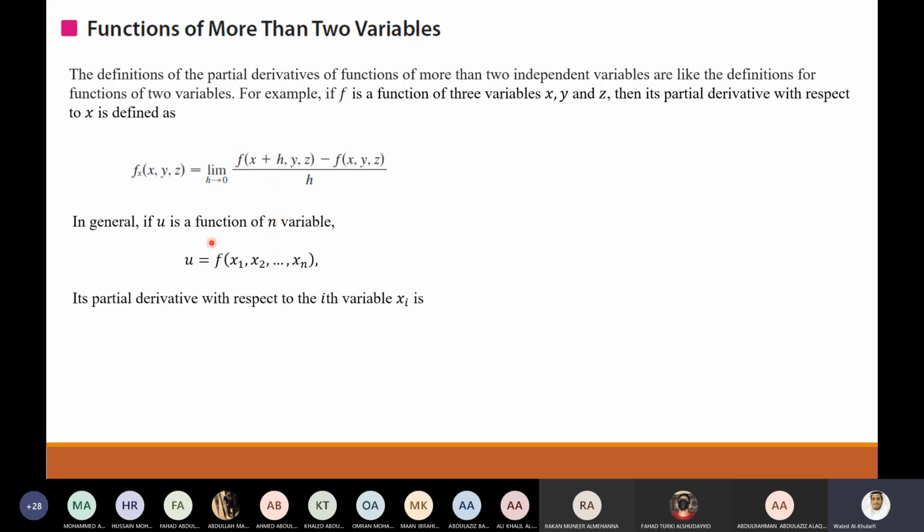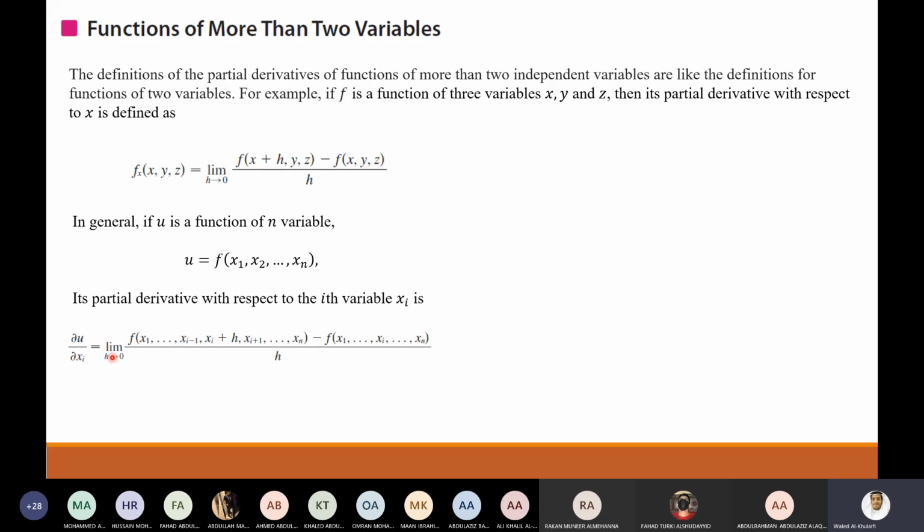And in general, if u is a function of n variables, and in the future you may deal with functions of more than 3 variables, if you want to calculate the partial derivative in the i-th variable, x_i, look at the x_i here, I add h here, all over h. This is the definition. But how can I run the calculations?